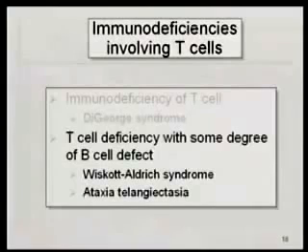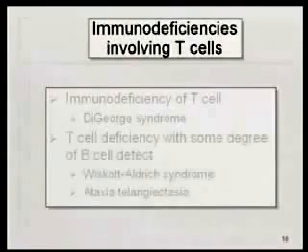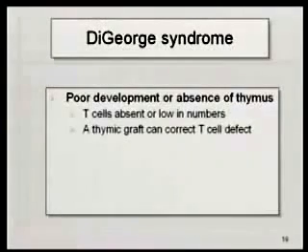The most prominent among these are Wiskott-Aldrich syndrome and ataxia telangiectasia. Those are examples of T and B cell defects, but not as severe, not like severe combined immunodeficiency. They are more of a partial defect in both T and B cells. Okay. To go on to describe DiGeorge syndrome, there's poor development or absence of the thymus. It is not X-linked. As a matter of fact, the locus at which there is a defect, I've not seen it described at least.